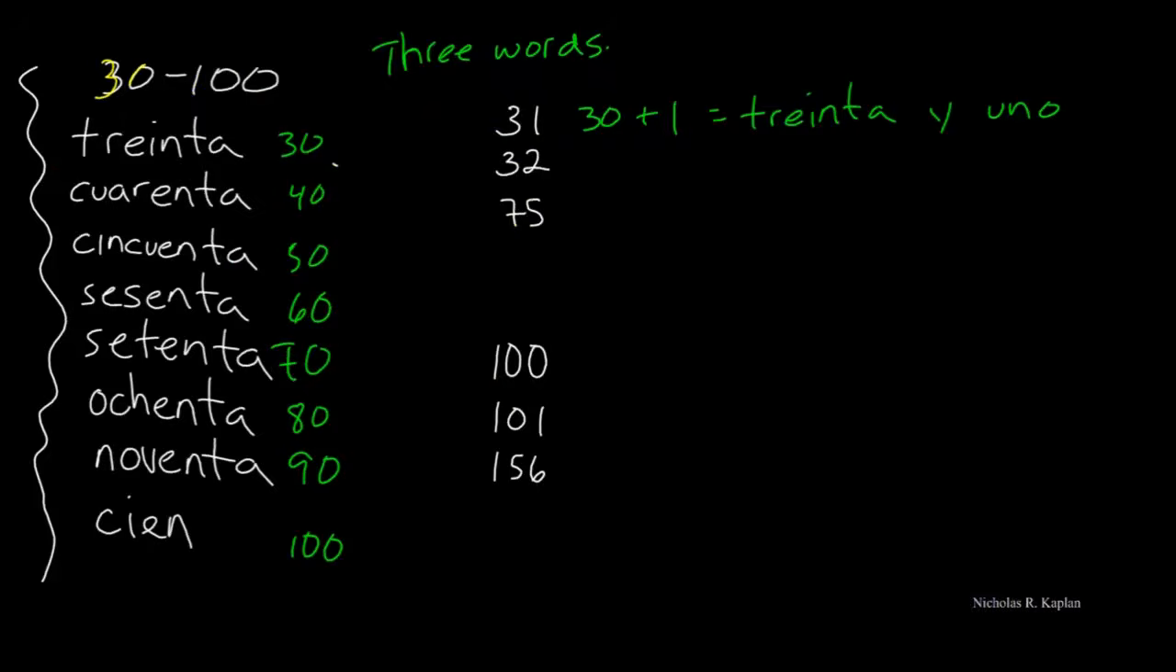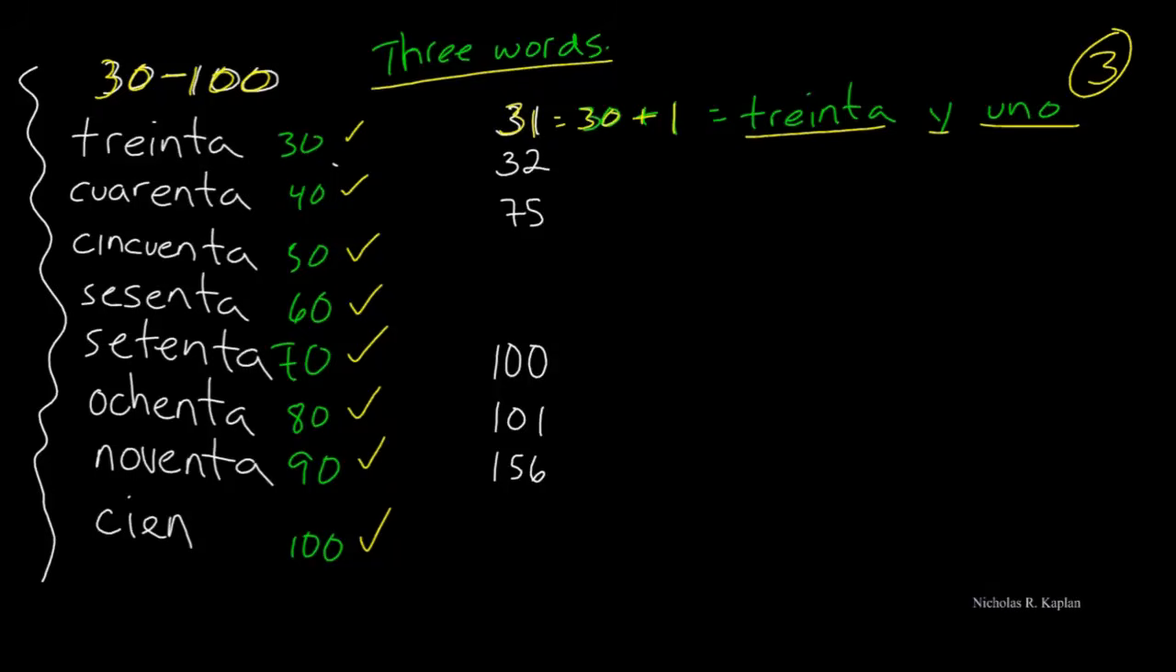Finally, when we're looking at our numbers 30 through 100, we're going to write those as three words. So we have 30, 40, 50, 60, 70, 80, 90, 100. And if we wanted to write 31, we would write that as 30 plus 1, so 30 y uno, and we'll write that as three separate words. So what would 32 look like? 30 y dos. 75. Well, that would be 70 and 5.